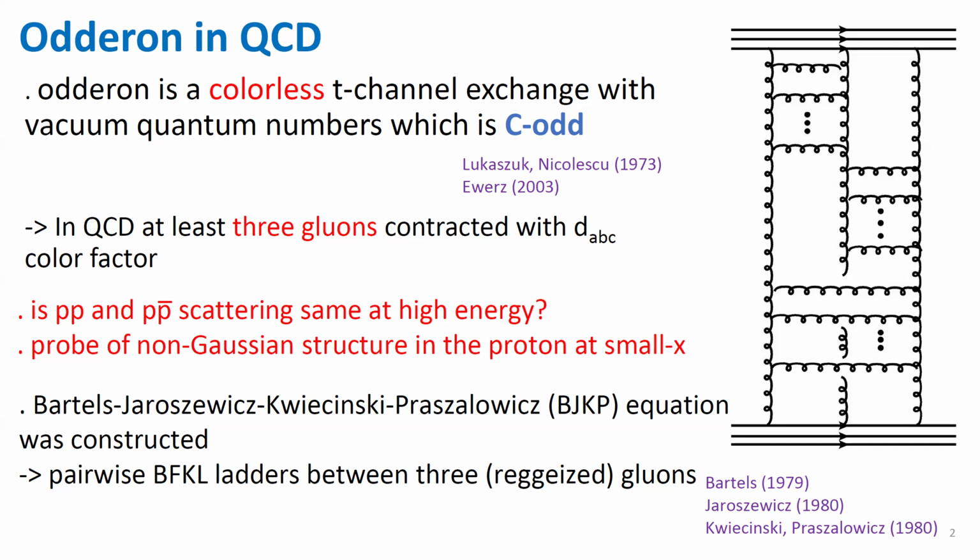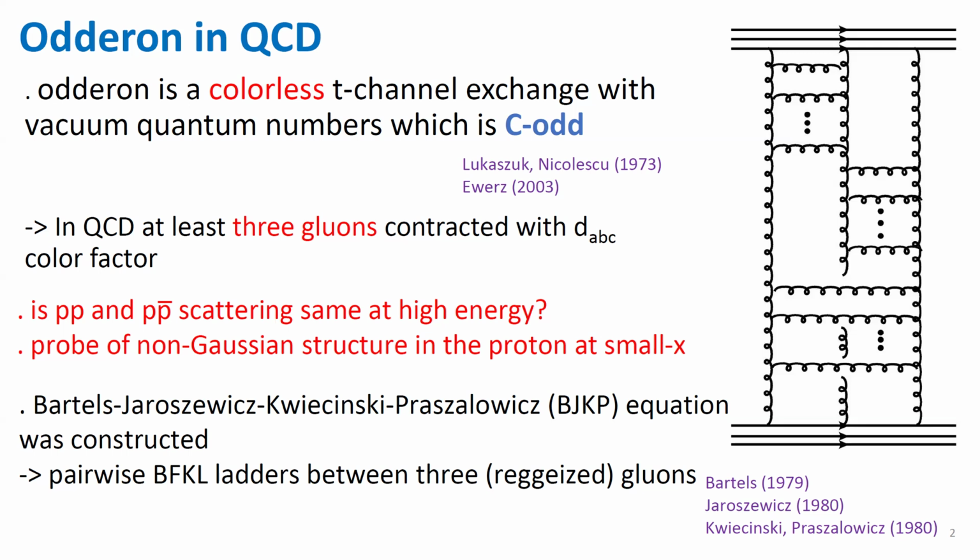In terms of QCD, the Pomeron is two gluons, and the Odderon, or at least a bare Odderon, is three gluons. The gluon colors are contracted with this d color factor. You might think, okay, we understand this colorless two-gluon propagator, so why do we need to care about it, it's just another gluon, so it's just three gluons. There is some argument for this.